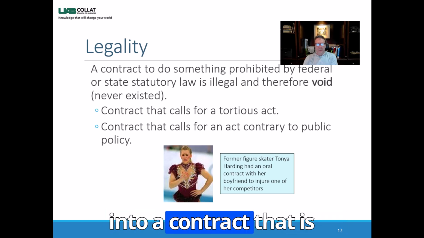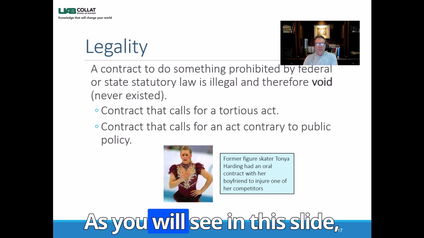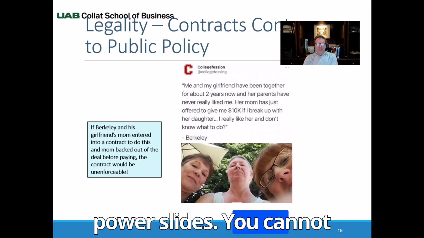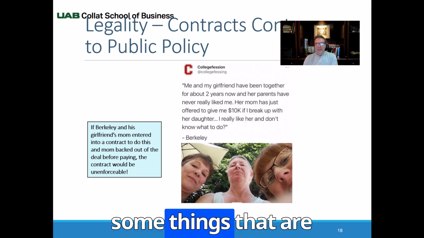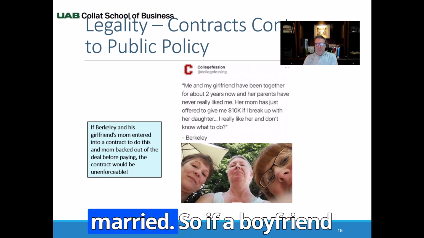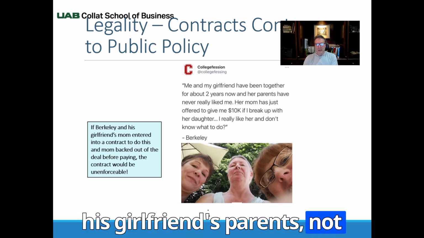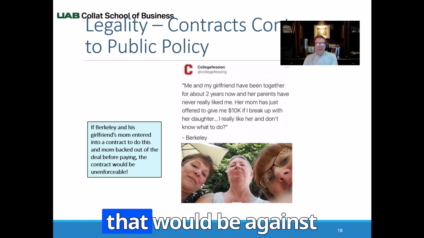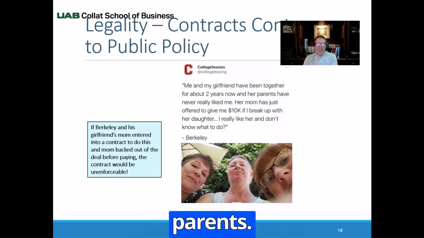You cannot enter into a contract that is illegal, for example, to commit a tort. As you will see in this slide, that's also in, of course, the PowerPoint class slides. You cannot enter into a contract that would violate public policy. There are several things that are considered public policy, like the ability to get married. So if a boyfriend enters into a contract with his girlfriend's parents not to continue to date and to not marry their daughter, that would be against public policy, and that contract could not be enforced by the parents.